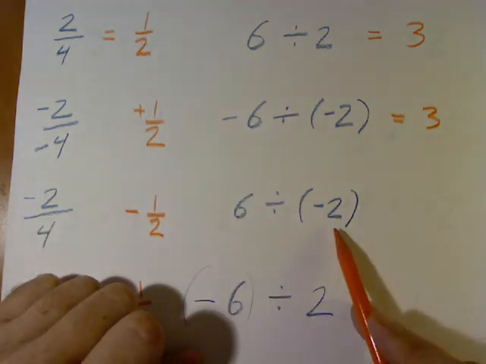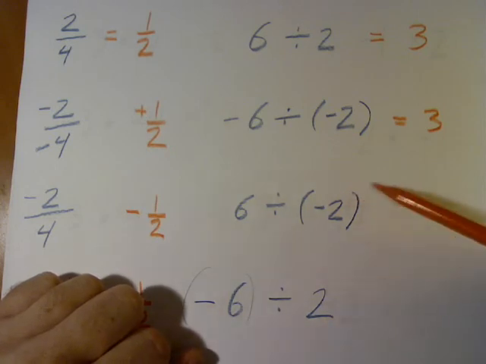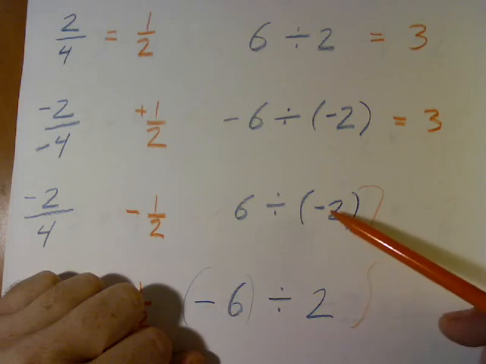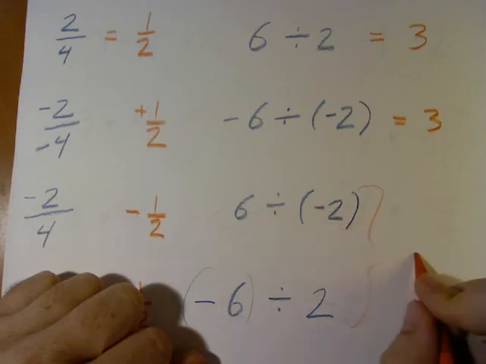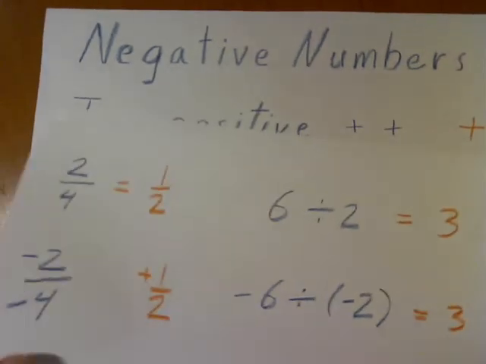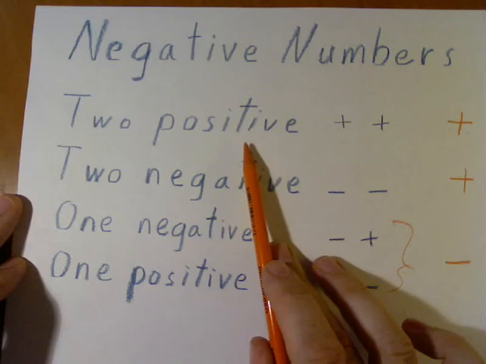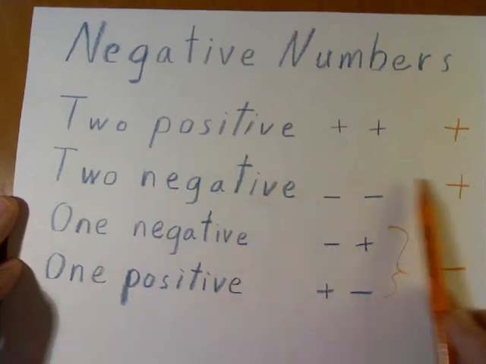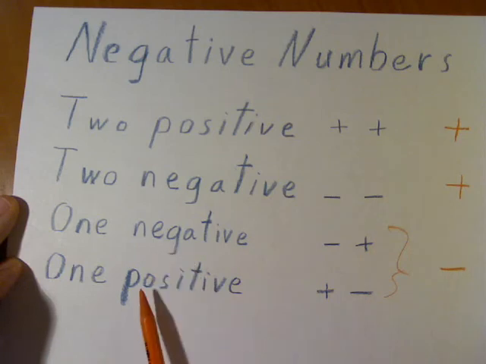6 divided by negative 2. Negative 6 divided by 2. Each of these have one negative and one positive. That means we get negative 3. Remember, when you are doing multiplication and division with negative numbers, two positives and two negatives gives us a positive number. One negative and one positive gives us a negative number.